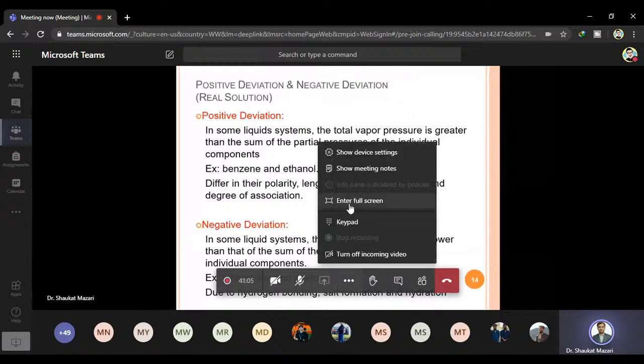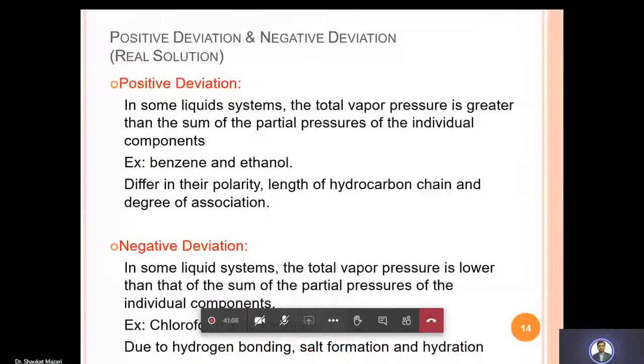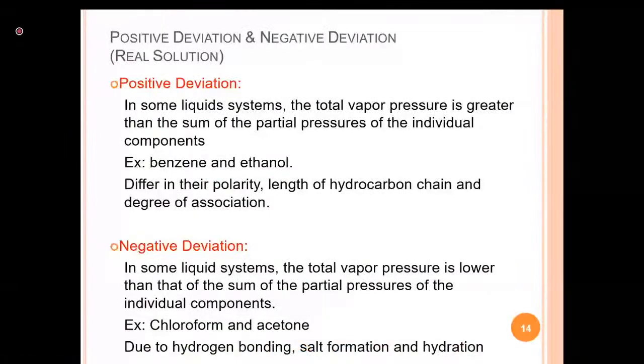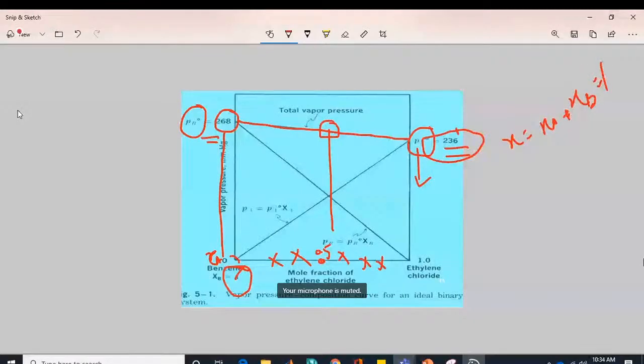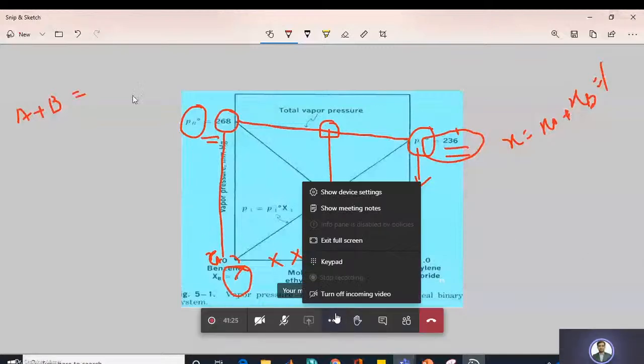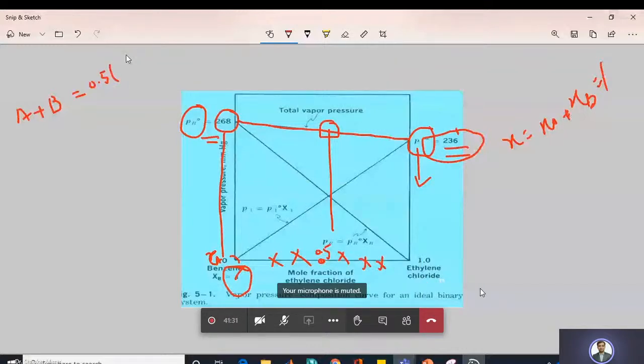For example, I'm just giving you an example. Let me take you through that snip tool again. We are talking about the same system of A and B. When they are ideal, for example, this is 268 and this is 236, and if we have 0.5 mole fraction of each, like 268 times 0.5 plus 0.5 times 236. Now if a solution is ideal, its total pressure should be the same as this one.